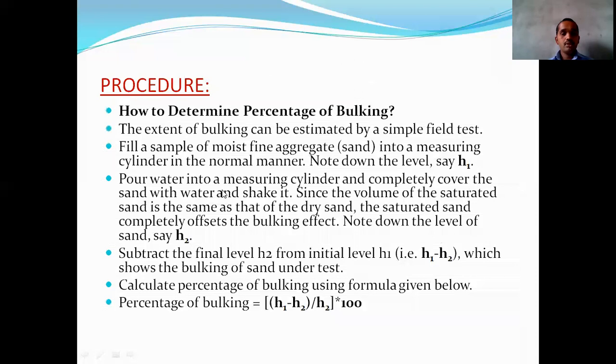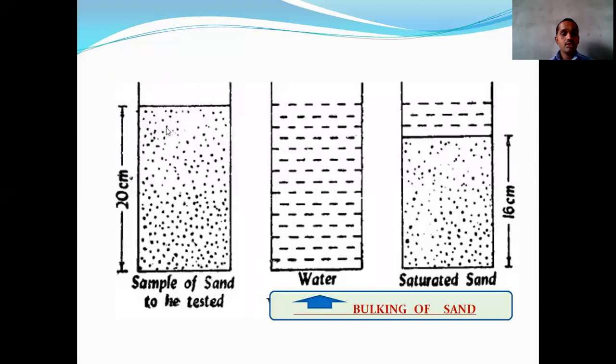Next, pour the water into the measuring cylinder and completely cover the sand with the water and shake it. Since the volume of the saturated sand is the same as that of the dry sand, the saturated sand completely offsets the bulking effect. Note down the level of the sand, say H. That is, after adding the moist sand, we have to take water and add this water in this sand sample. And after adding the water into the sand sample, shake it well.